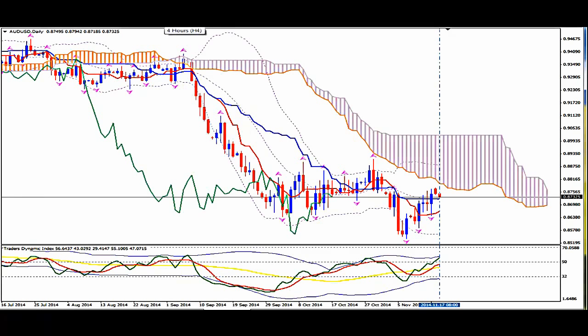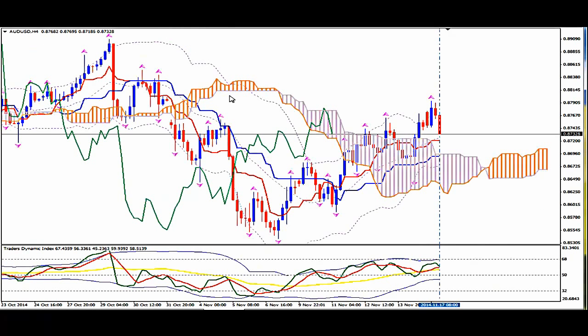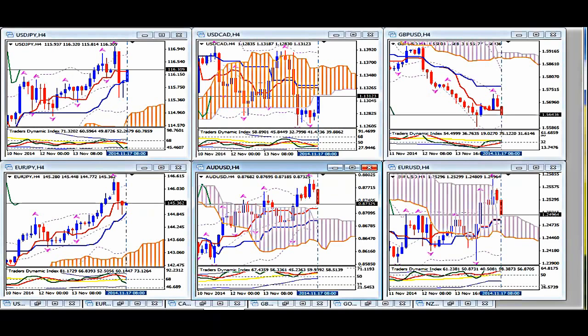This is it about the AUD USD, and it's going to give a lot of money because it wants to go up, but till it goes straight up it will make some zigzag action. And let's go to the USD CAD.